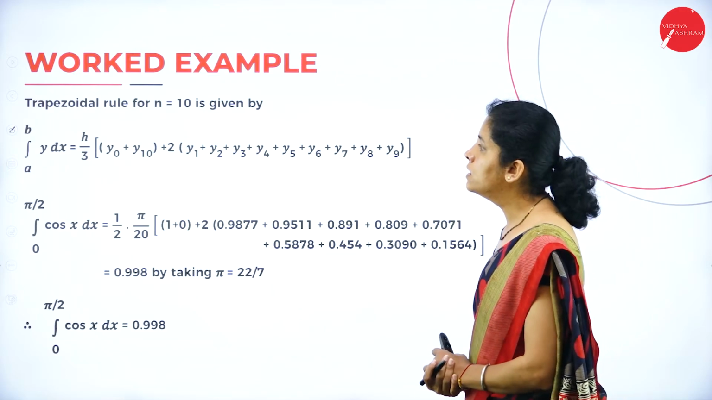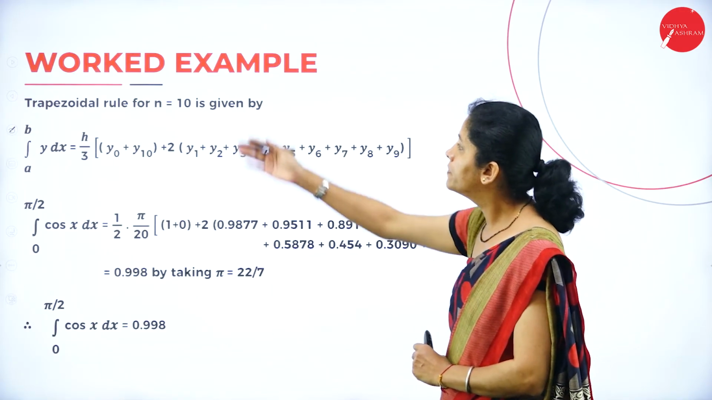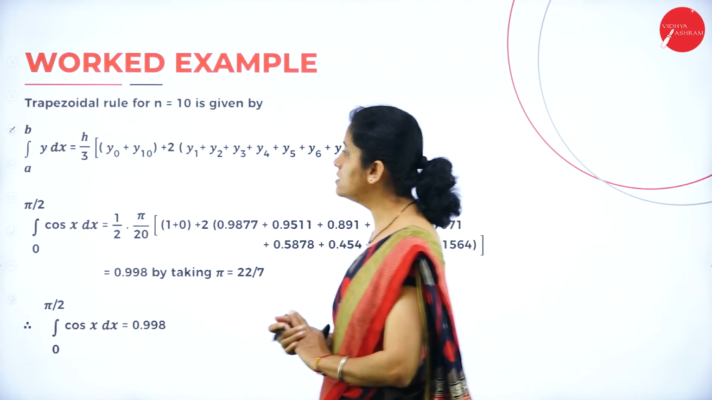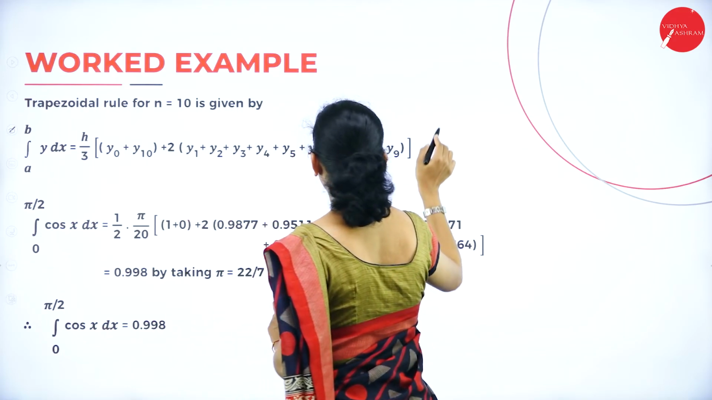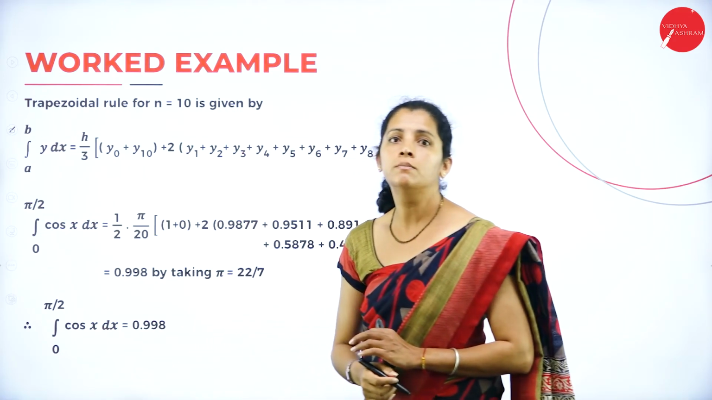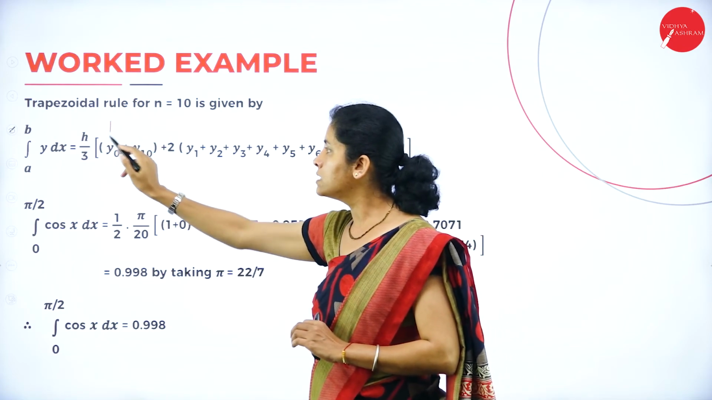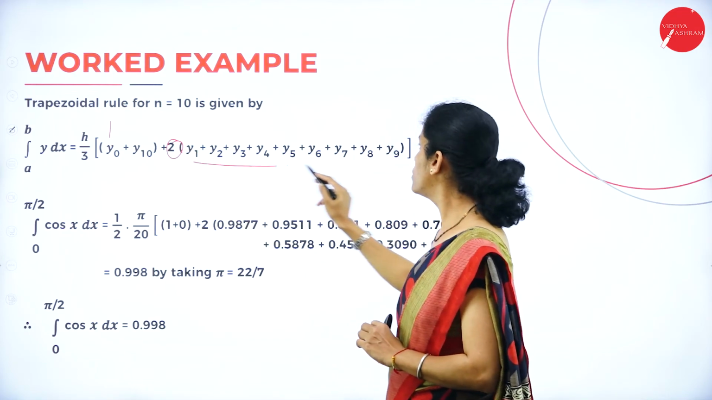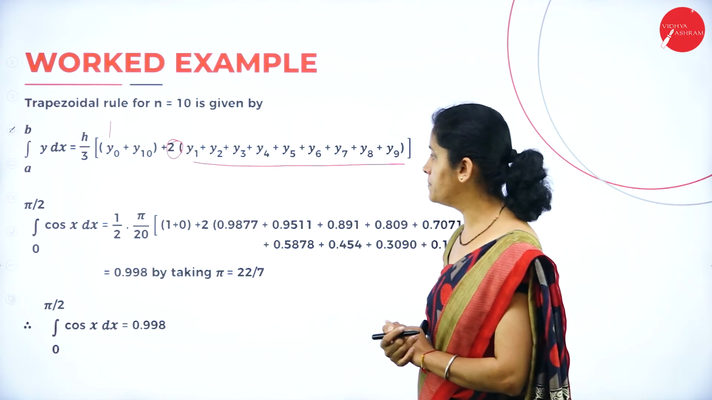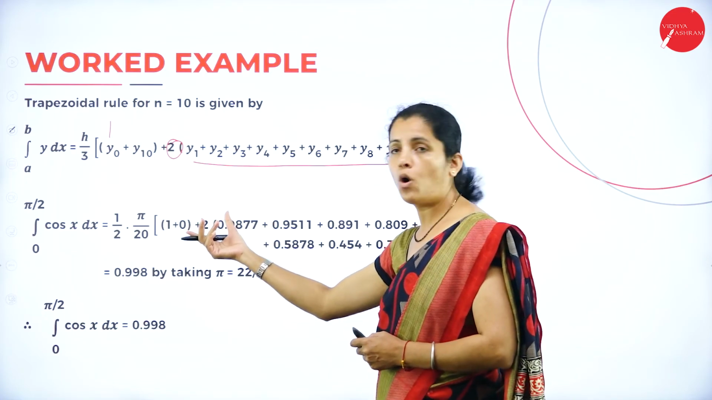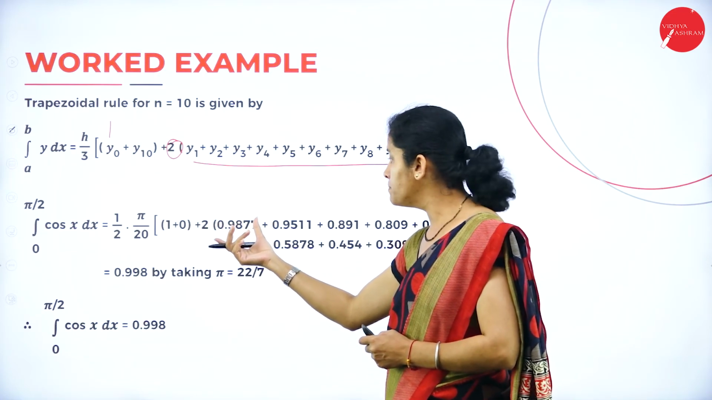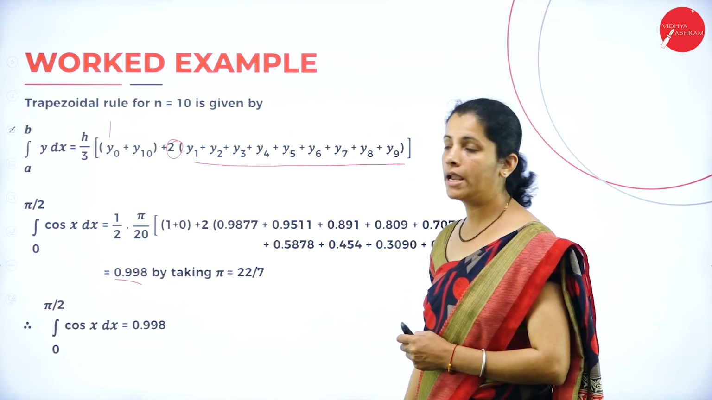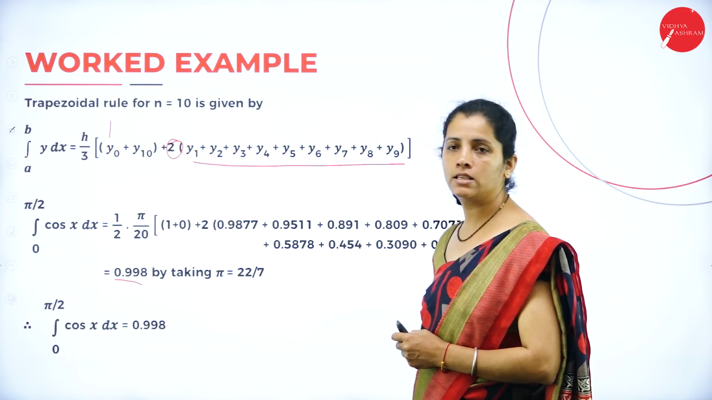Okay, fine. Now I have the trapezoidal rule for n equal to 10. Okay, this is the trapezoidal formula. Okay, fine. So h by 2, I want to consider the starting and ending values, and here it is 2, and I want to consider the rest of the values. And when I substitute all the values and simplify this formula, I'm going to get the answer 0.998. So the integral of cos x is nothing but 0.998.